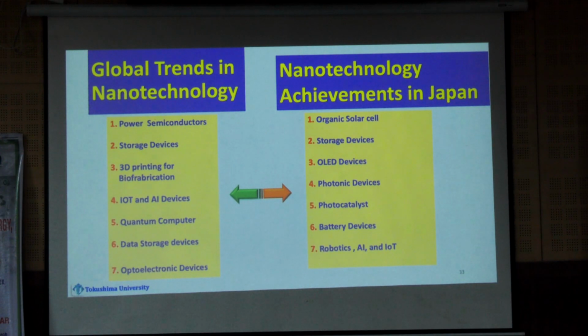kind of application. Applications in the global market: power semiconductor, storage device, 3D printing, IoT, quantum computer, data storage, optoelectronic devices. These are major applications. If you look at any research paper in the field of material science, you will find that one of the applications is useful for the nanoparticle that has been created in the laboratory.